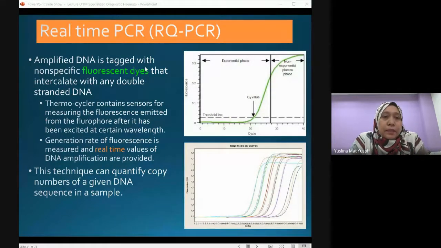The other type is real-time PCR. In real-time PCR, the amplified DNA is tagged with a non-specific fluorescent dye that intercalates with any double-stranded DNA. Then the thermocycler, the machine, contains a sensor for measuring fluorescence emitted from the fluorophore after it has been excited at a certain wavelength. The rate of generation of fluorescence is measured, and real-time values of DNA amplification are provided. Here we can see the real-time amplification of the DNA. So this technique can quantify copy numbers of a given DNA sequence in a sample.